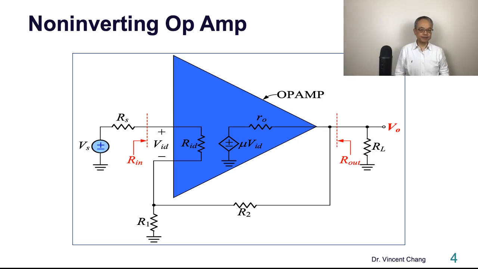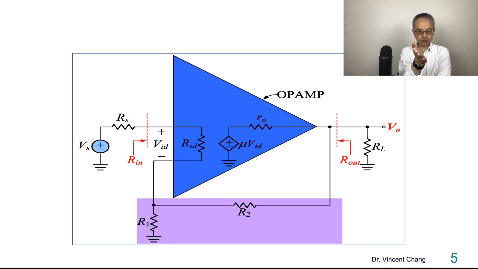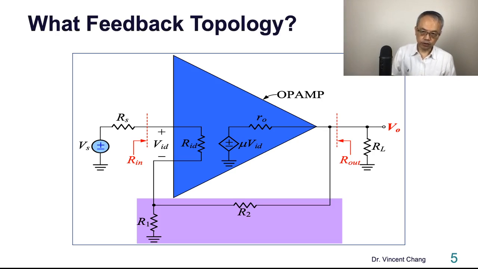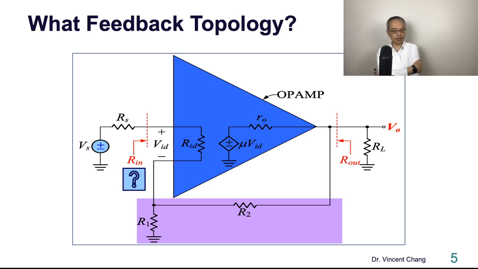I'm back. Have you solved this? Can you solve this? First of all, this is the feedback network. The purple one is the feedback. I think you can easily recognize this is the feedback. But what topology? Look at the left-hand side, it's the series mixing. It's obviously the series mixing. And then it's the shunt sampling. So it's the series shunt. Obviously, it's the series shunt feedback.